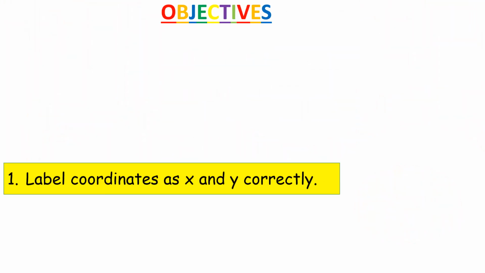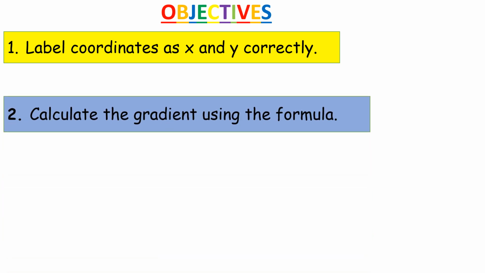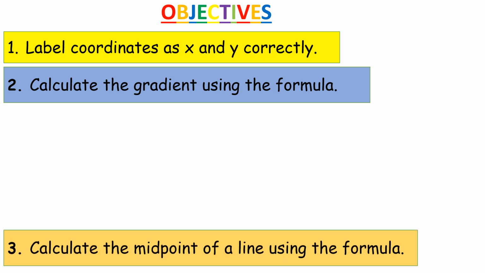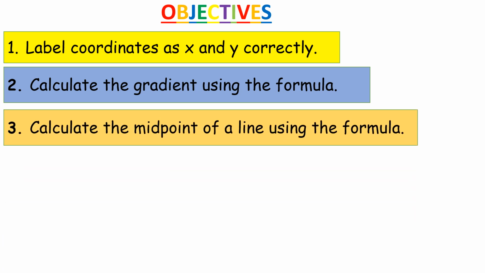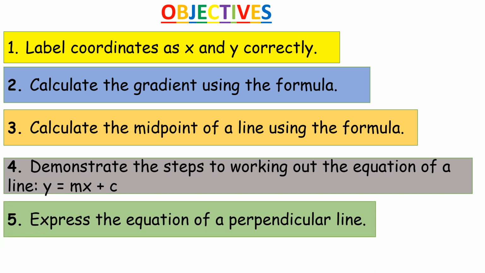Our objectives are: 1, we're going to learn how to label the coordinates accurately, x and y. 2, calculate the gradient using the formula. 3, calculate the midpoint of a line using the formula. 4, demonstrate the steps to working out the equation of a line, which you know is y equals mx plus c. And 5, express the equation of a perpendicular line. Let's go right into it.